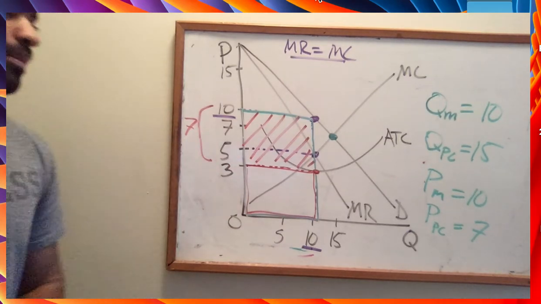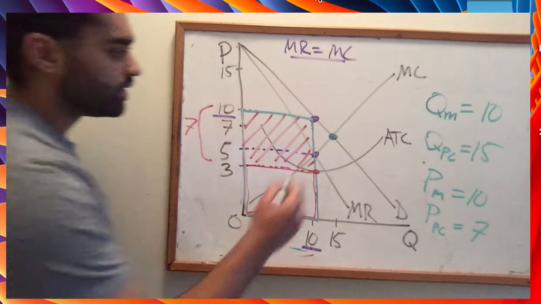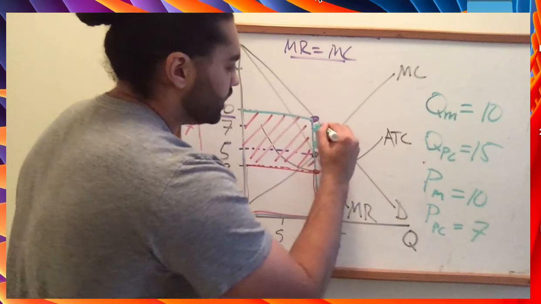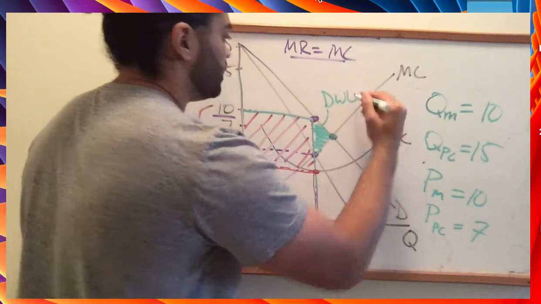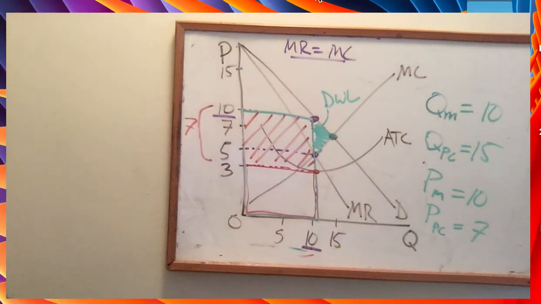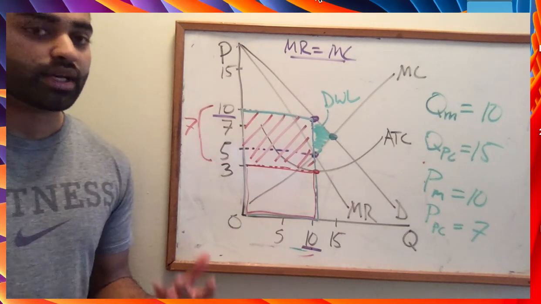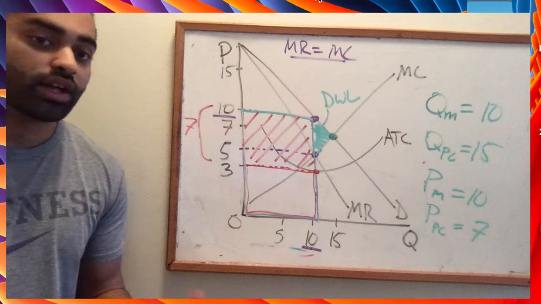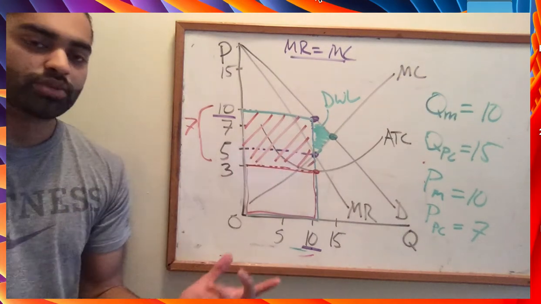Another important portion of this graph is if you look at this shaded-in triangle. This is your deadweight loss. This is why having monopolies is not good, because you have a deadweight loss. Now, a goal of an economist is to minimize deadweight loss. We want to capture this area as much as we can.